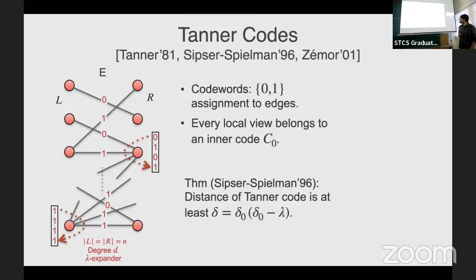Okay, so in the seminal work, Sipser and Spielman showed that if the local code had fractional distance, normalized, delta 0, then the global code, which is of block length n times d, will have distance delta 0 times (delta 0 minus lambda). For those of you who know, if you just take this to be the complete bipartite graph, lambda would be 0, and then this would just be the tensor code.